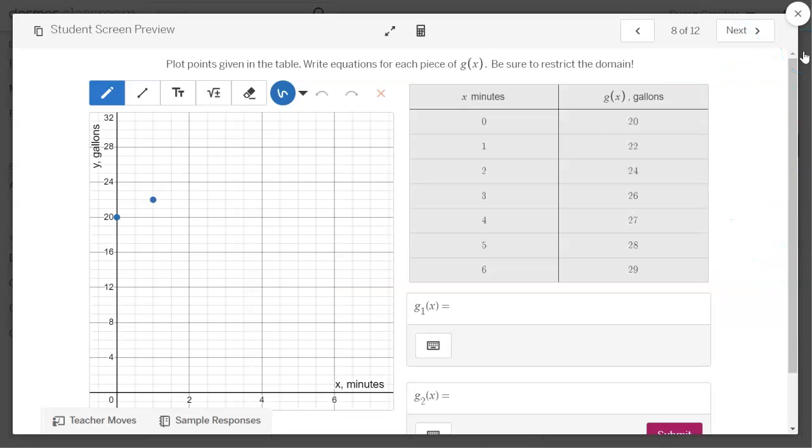Once they're done creating their table, it should look like this, and they will simply plot the points that are in that table on this graph using the sketching tools, and then they will create equations for 2 parts because this is not one linear function, it's actually a piecewise function. So create an equation for each piece, and if they do it correctly, their equation should connect the dots. Be sure to restrict the domain. We don't want the function falling into the second quadrant. We do not want the function going past 6 minutes.